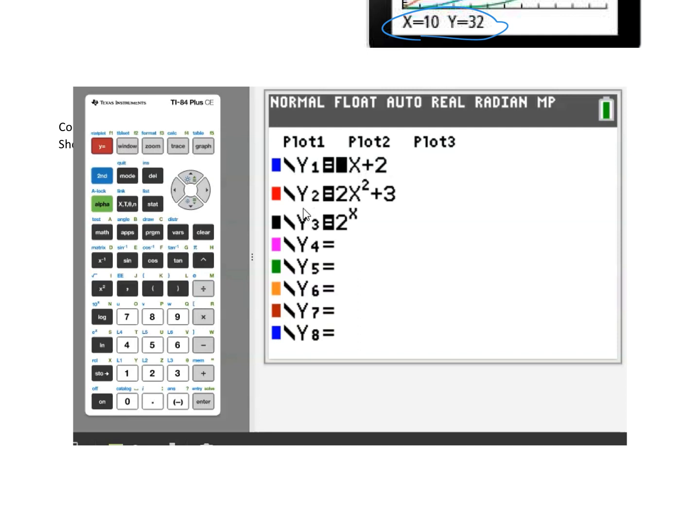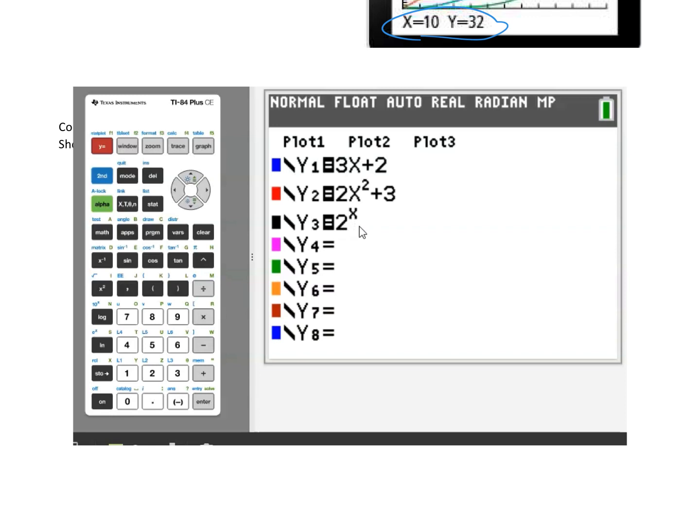y2 is our g of x function, 2x squared plus 3. Because of the x squared, that will be quadratic. It will have a parabola-shaped graph. And then y3 is our h of x, that is equals 2 to the x power.